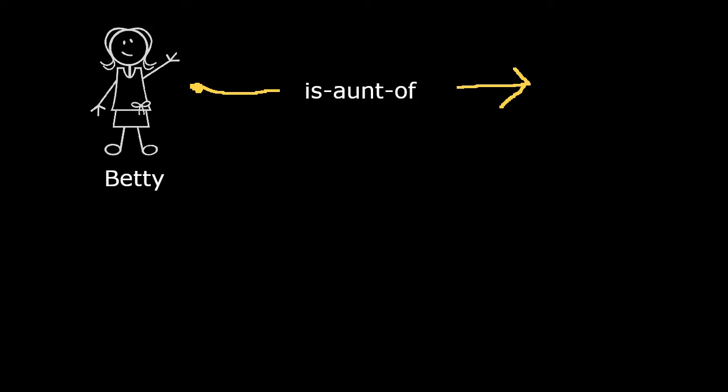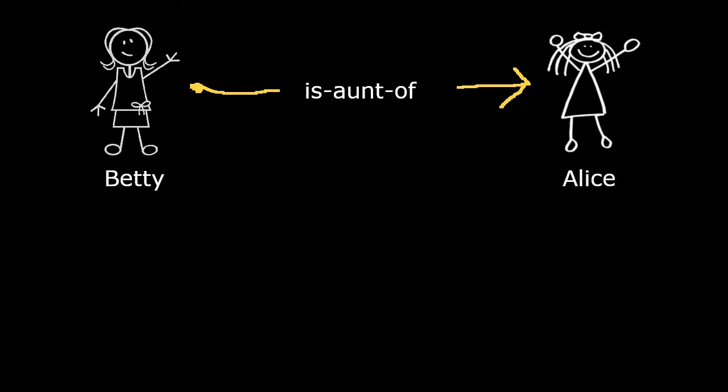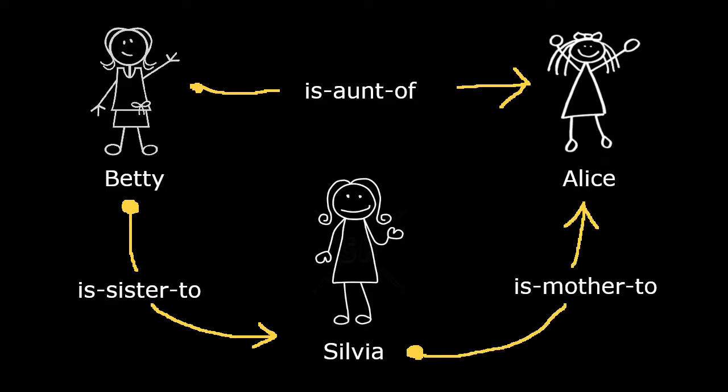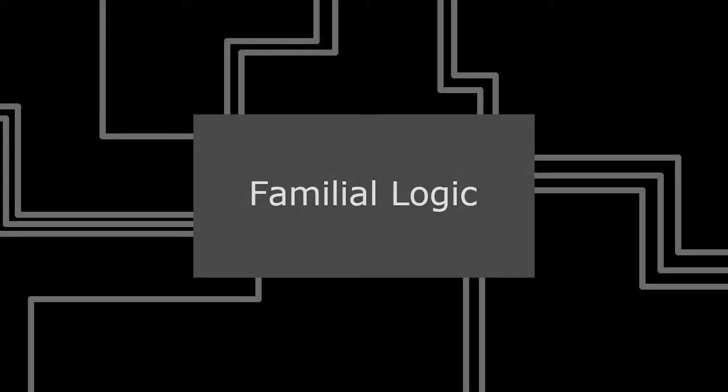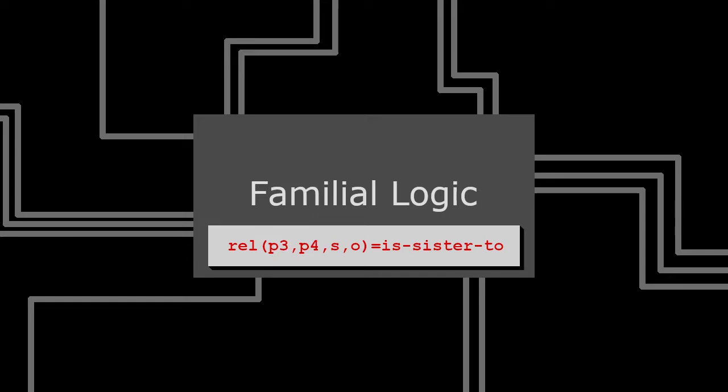It is because of this familial logic that I can say Betty is the aunt of Alice, and you can immediately infer that Betty has at least one sister, and that sister has at least one daughter. Because we now have a familial logic, we can install this logic into a machine. This machine can then tell us which familial relation words are correct between two people.